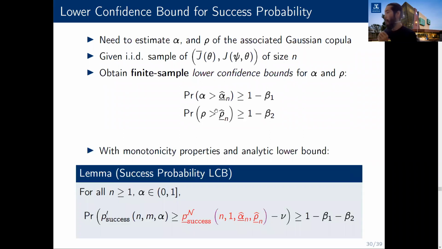So applying these lower confidence bounds, we can come up with a lower confidence bound for the success probability. With high confidence, at least 1 minus beta 1 minus beta 2, the non-Gaussian copula success probability is at least this value, which is from the analytical lower bound in terms of your lower confidence bounds for alpha and rho, minus the value of nu that we assume.